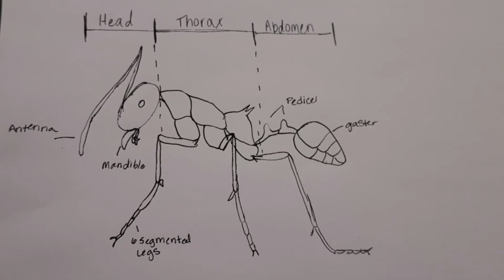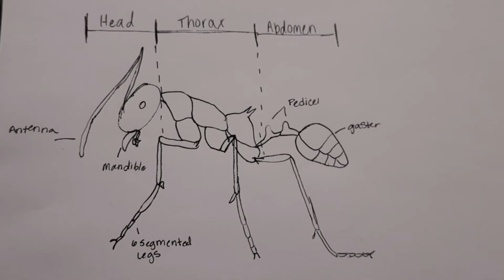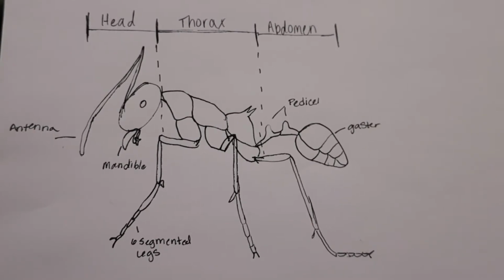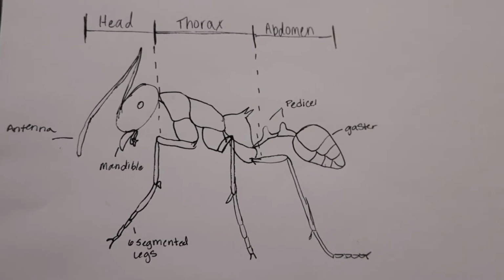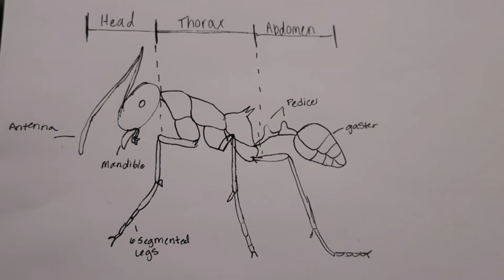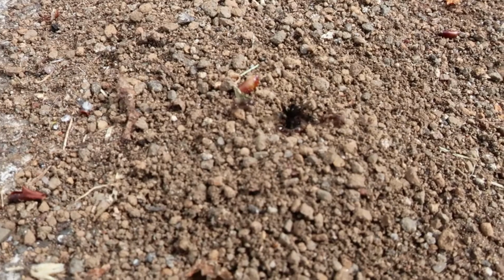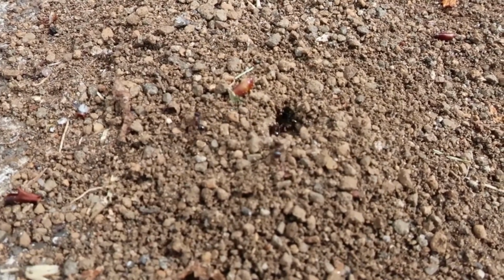Let's take a look at this diagram that I drew to see what different features an ant might have. So they're all going to have 6 segmented legs, no matter the species. They have a head, a thorax, and an abdomen, very similar to most insects. On their head, you're going to find their antennae. They have 2 of them, and these are used to smell, touch, feel, and communicate with other ants.